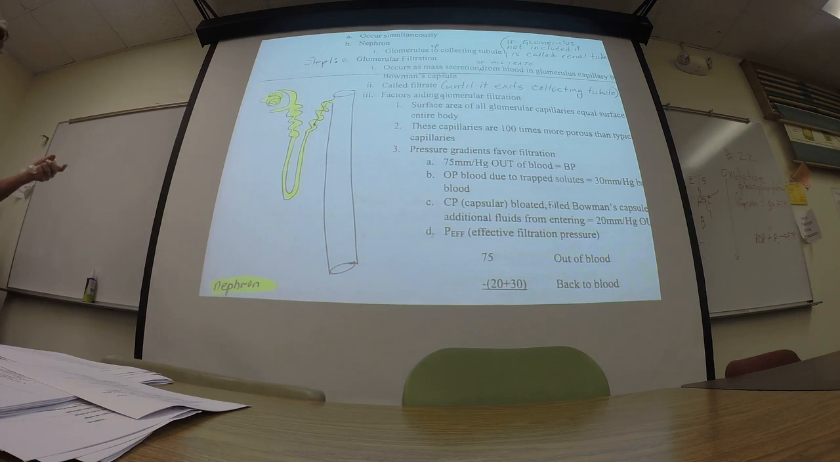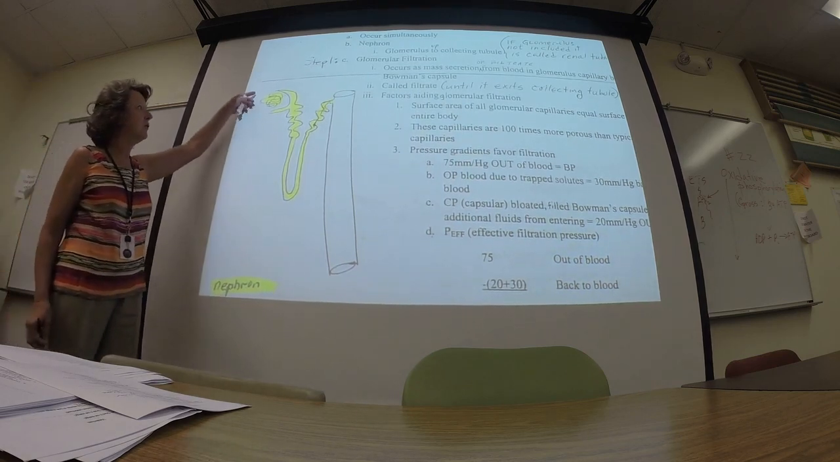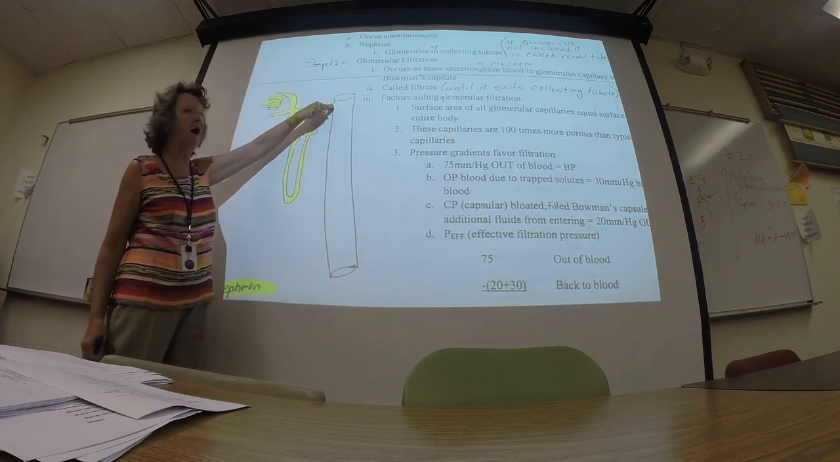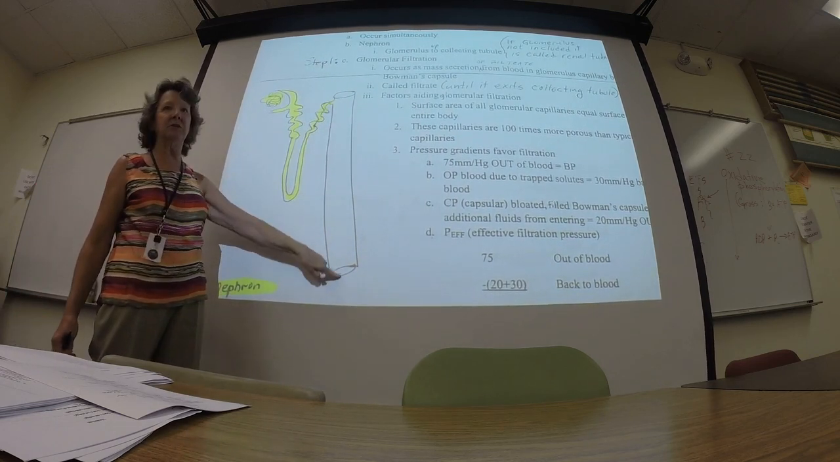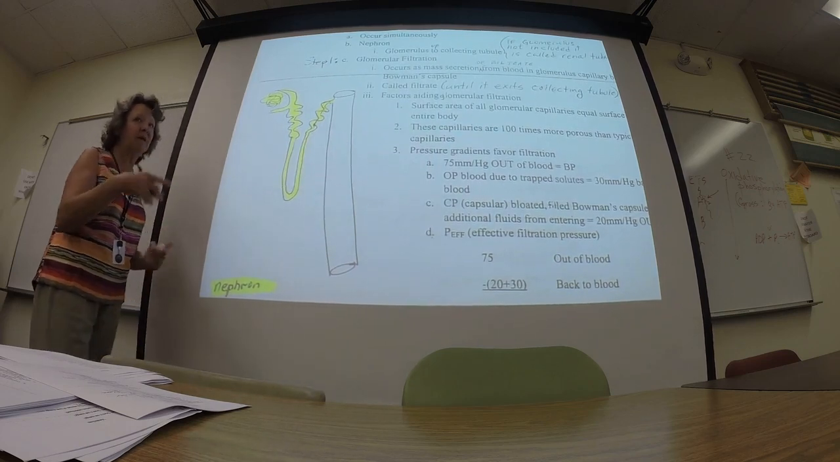So I have highlighted in yellow the parts that make up a nephron. You are a nephron from the glomerulus up to, but not including, the collecting tubule. That's not part of it. A collecting tubule collects from many different nephrons.